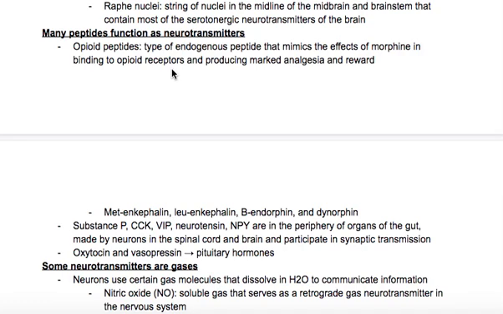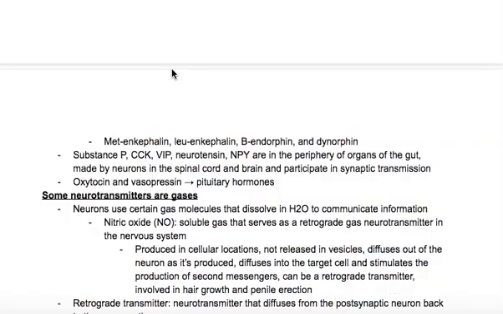Some other peptides that function as neurotransmitters are substance P, CCK, VIP, neurotensin, and NPY, and they're found in the periphery, in the organs of the gut. Many are made by neurons in the spinal cord and the brain, and they also participate in synaptic transmission. Another set are oxytocin and vasopressin, and they're mostly pituitary hormones.